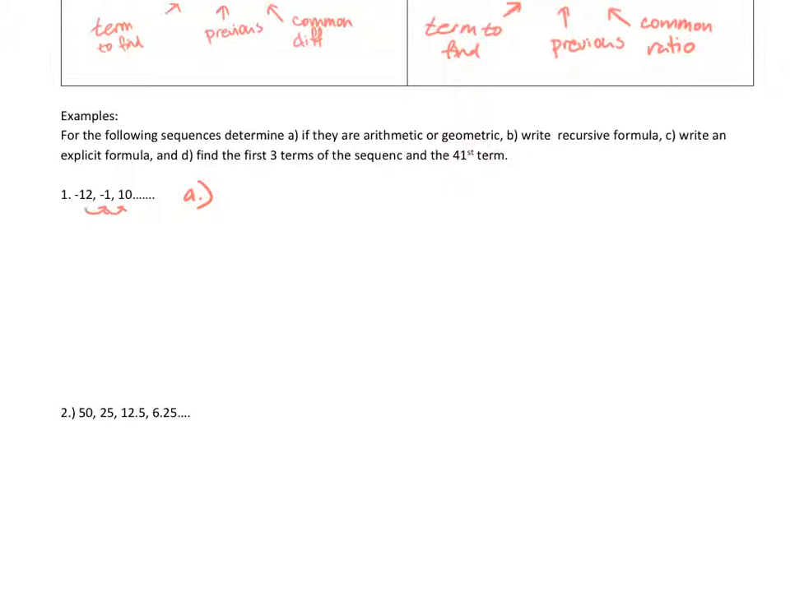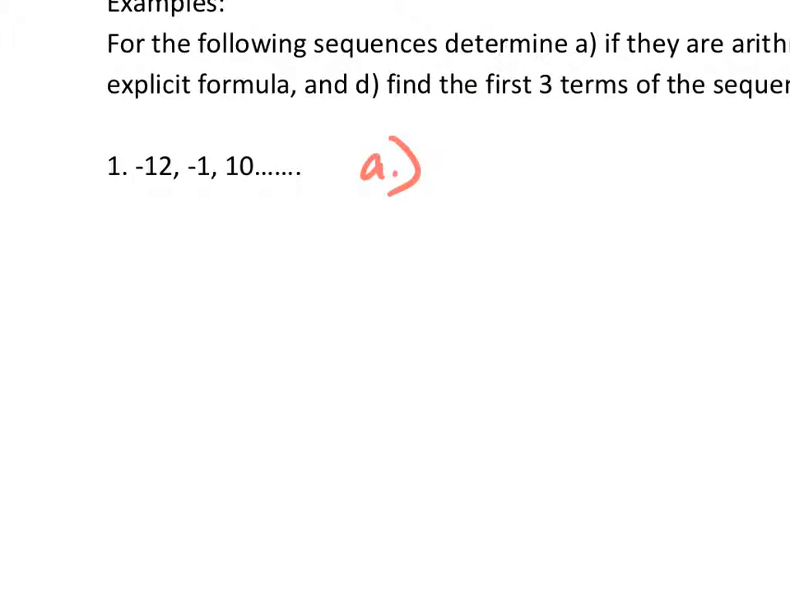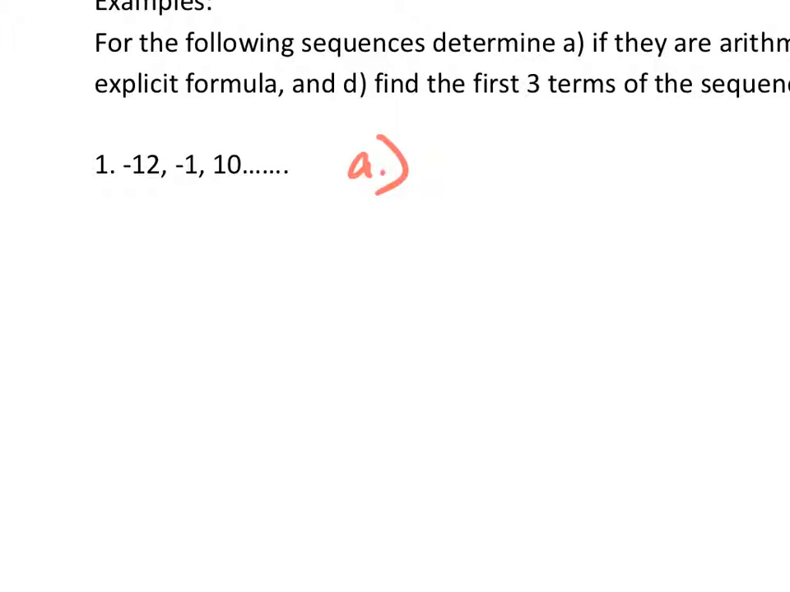So negative 12 minus 1. To work backwards, you can always just divide or subtract and see what happens. So if I go negative 1 minus a negative 12, then I'm getting 11, right? So now let's check and see if that works. So I think that maybe it's add 11 each time. So if I take negative 12 and add 11, I do get negative 1. If I take negative 1 and add 11, I do get 10. So I'm going to say that is add 11.